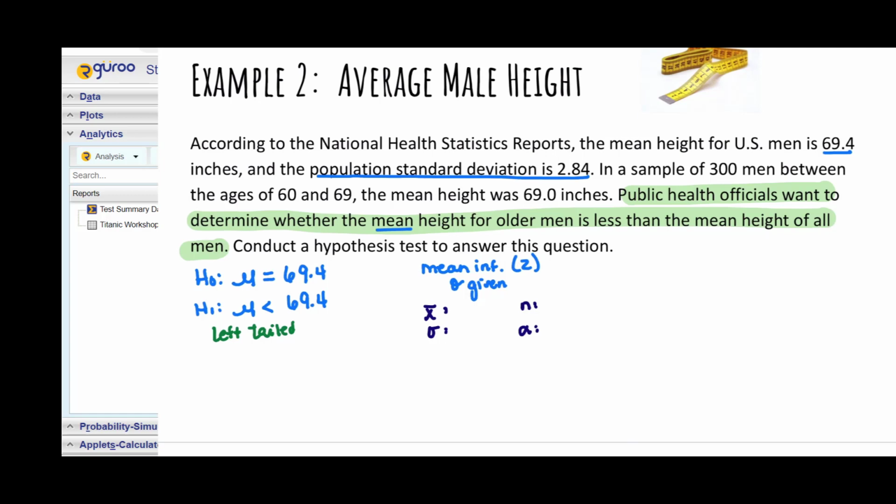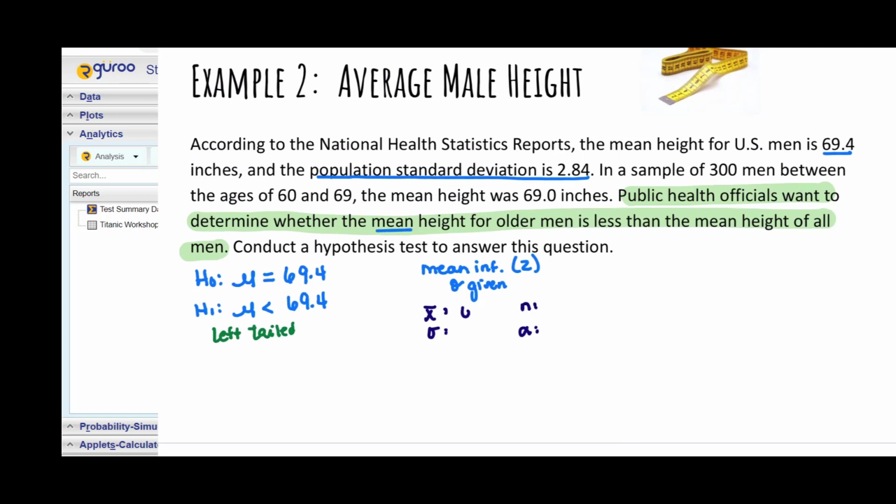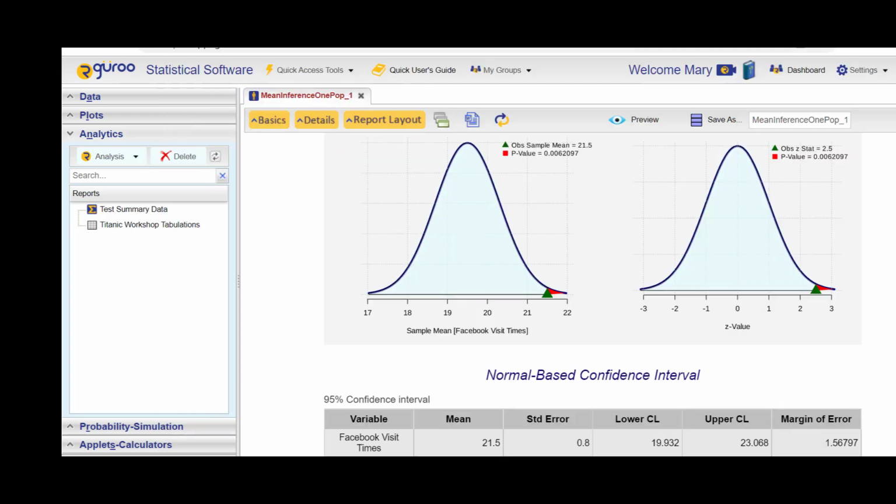X bar is the sample mean. So the sample mean for the 300 men that are between 60 and 69 is 69.0. The population standard deviation we said was 2.84. They sampled 300 men, and the significance level, they don't give us one. So if they don't give us one, you assume that it is 0.05.